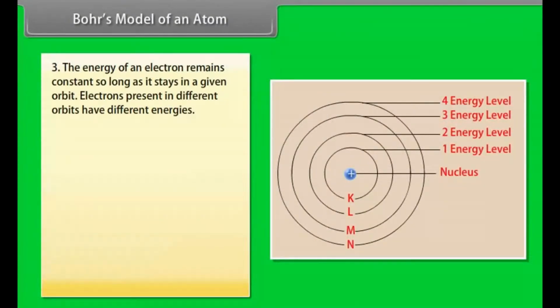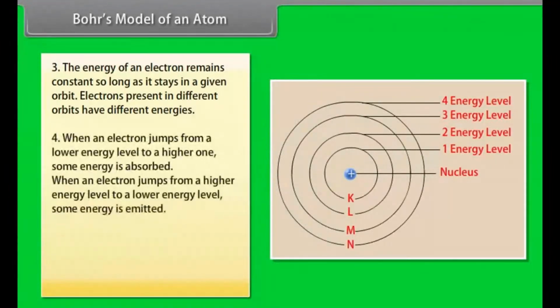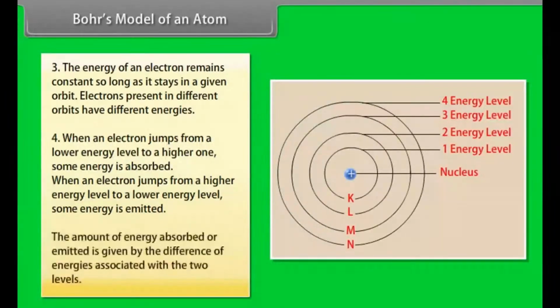Electrons present in different orbits have different energies. 4. When an electron jumps from a lower energy level to a higher one, some energy is absorbed. When an electron jumps from a higher energy level to a lower energy level, some energy is emitted. The amount of energy absorbed or emitted is given by the difference of energies associated with the two levels.